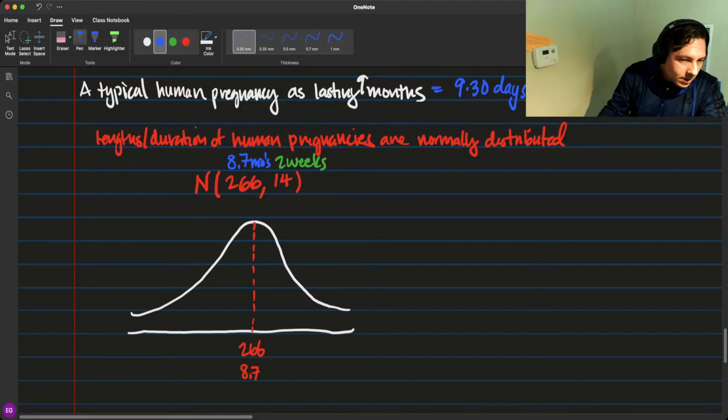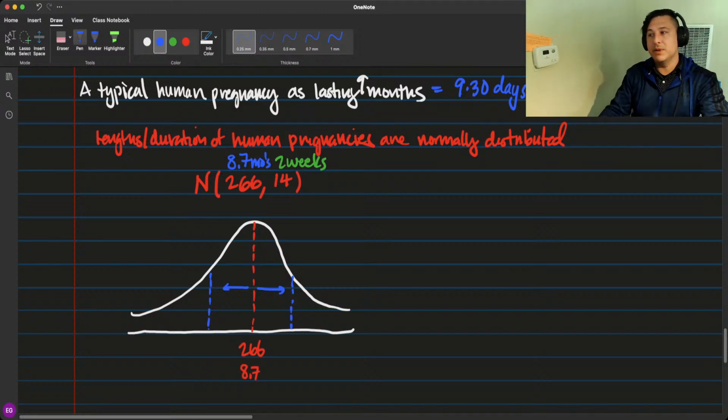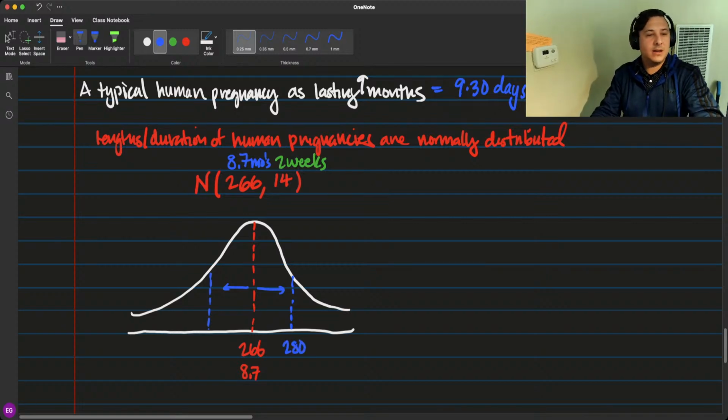Now if you go 1 standard deviation in each direction, you end up right there. So you do 266 plus 14, which will be 280. And 2 weeks is basically like half a month. So if you started off at 8.7 months, that will put you at 9.2 months. And if you do 266 minus 14, you get 252, which is like 8.2 months.